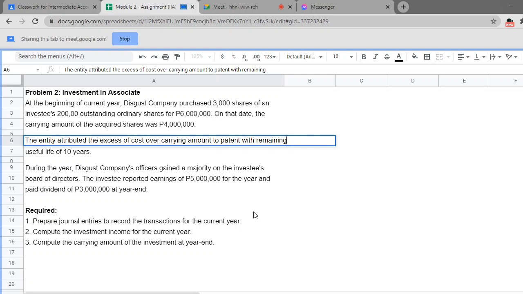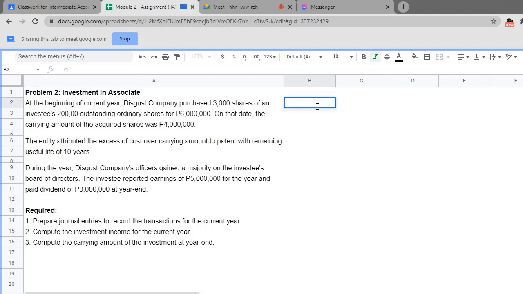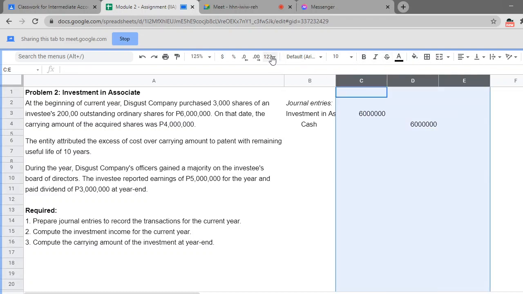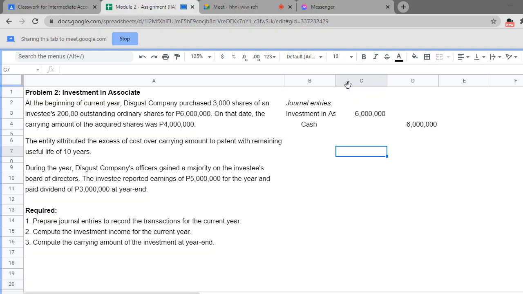We are going to talk about disgust company. We are required to prepare journal entries, ganun pa rin, compute the investment income, and compute the carrying amount at year end. Sige. Journal entries. At the beginning of the current year, disgust company purchased 3,000 shares of an investee's 200,000 outstanding shares for 6 million. Therefore, we have investment in associate and cash 6 million. Okay. Next, on that date, the carrying amount of the acquired shares was 4 million.